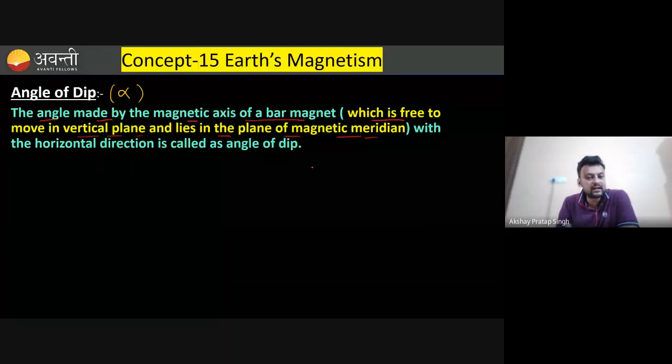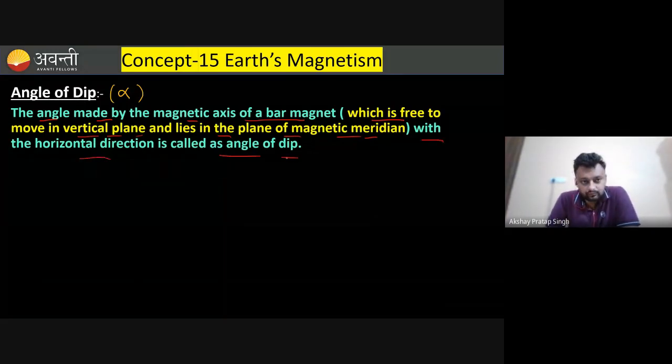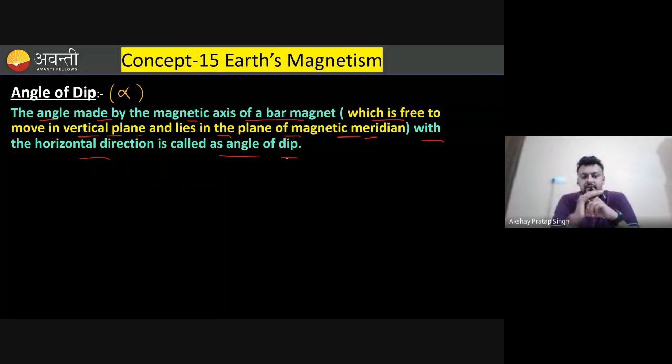All these things I have discussed already. And the angle made with what? With the horizontal is called angle of dip. So I will summarize these two things on the next slide. Till now, everything is clear. What is the basis? Why is it declining? Why is it dipping by some angle?